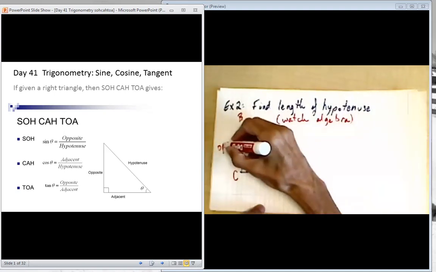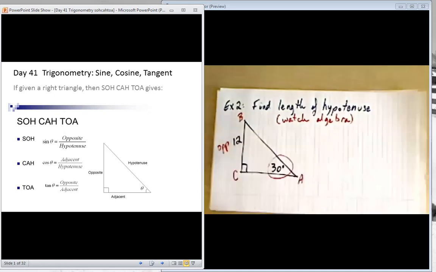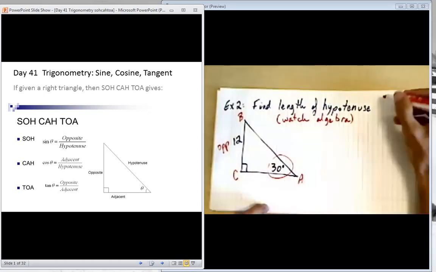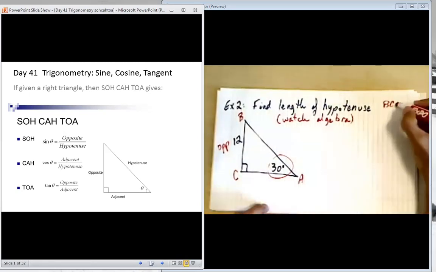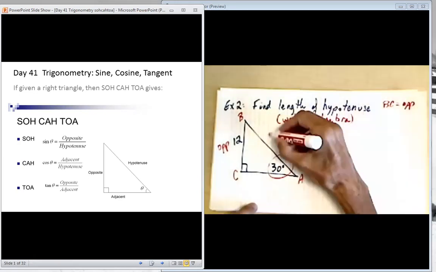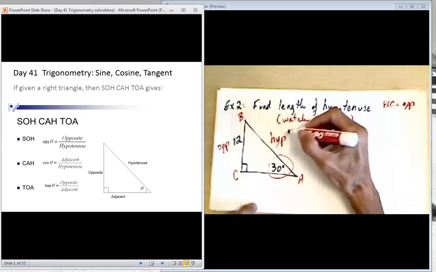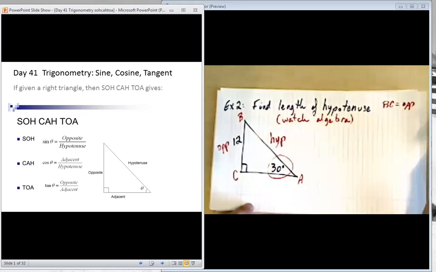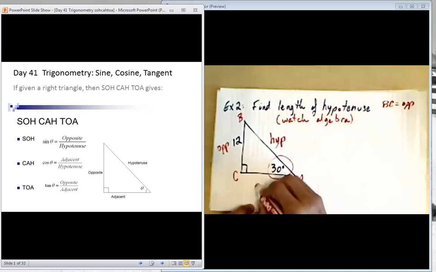Could have just said 12 is opposite as well, right? Just for fun, but no, very good, professional, using the letters. I'll write it down. BC is opposite. Okay, what else? AB is the hypotenuse. Yeah, that's true. And AC is the adjacent side down here.